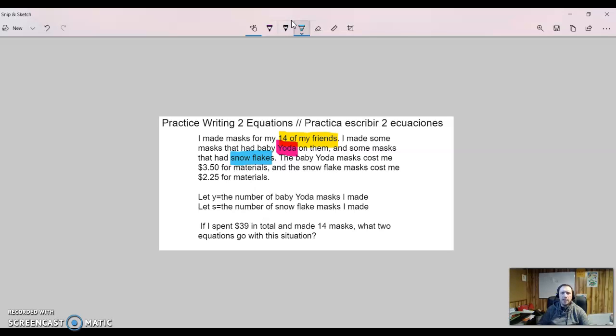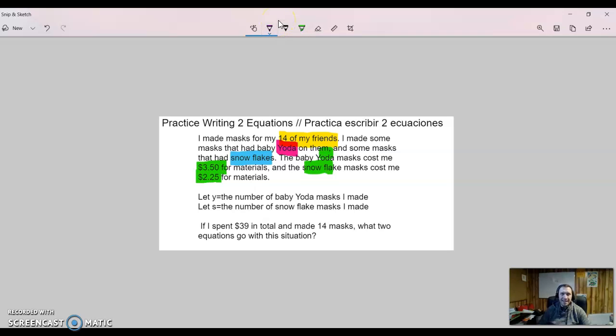So I'm thinking, okay, we have two different types of masks, Baby Yoda, snowflake. And if I keep reading, I find that the Baby Yoda mask cost me $3.50 and the snowflake mask cost me $2.25. So that's the money side of this. This one has some money in there. So $3.50 and $2.25 for the Baby Yoda and the snowflake. So that's some good information as I read through here.